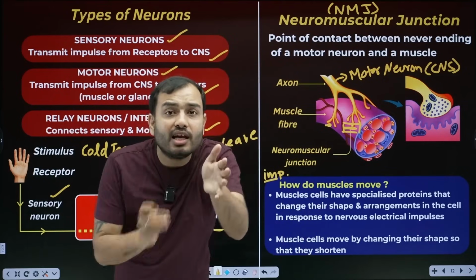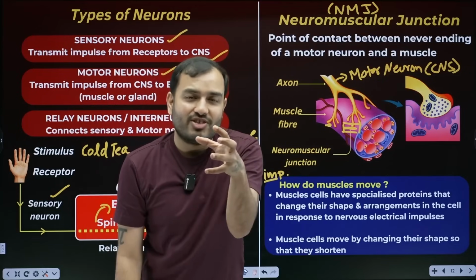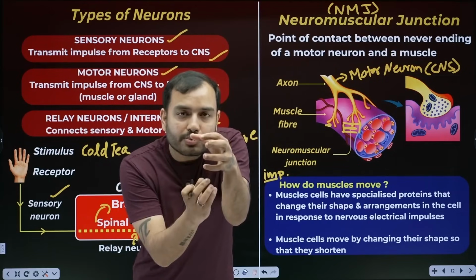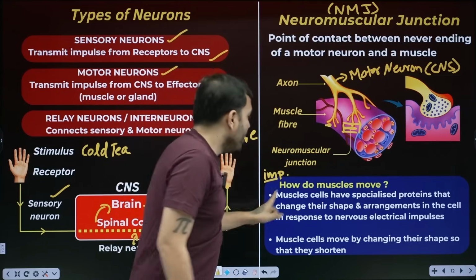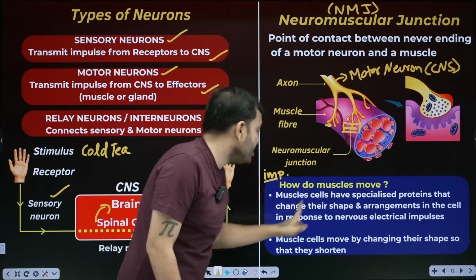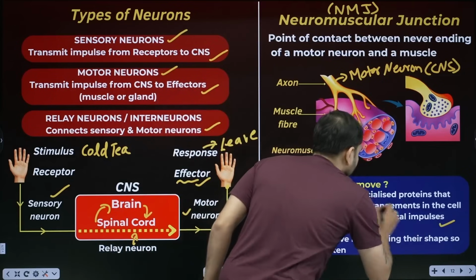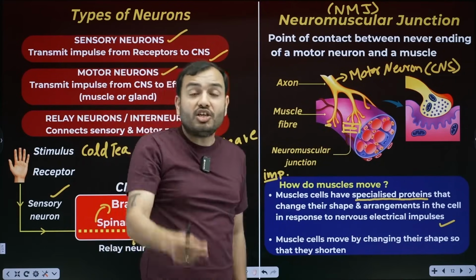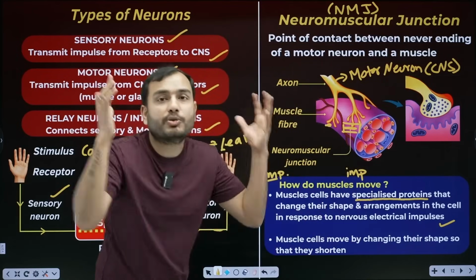And when do they change their shape? When an electric impulse comes and tells them, do one thing, clench your fist tight. The specialized protein inside will start taking a shape like that. Say, let go of a cup. I get it. Okay. Muscle cells have specialized proteins that change their shape and arrangement in the cell in response to nervous electric impulse. Did you understand what we have? Specialized proteins. Plants don't have this. This is only in animals. Plants don't have such specialized protein.